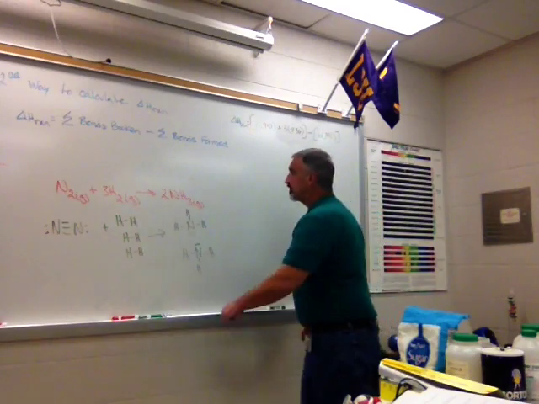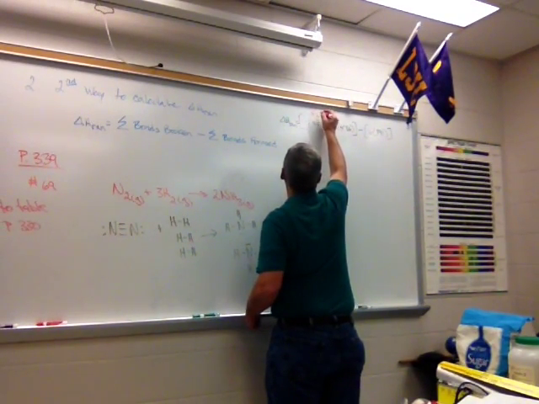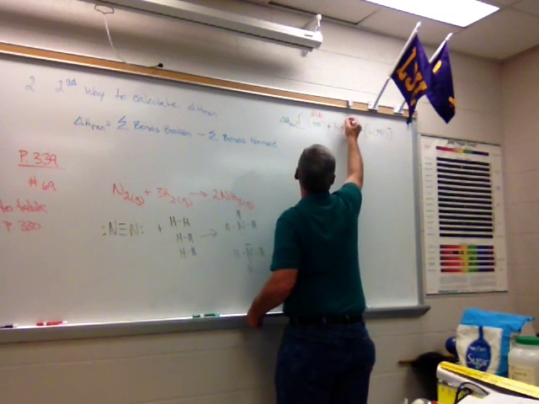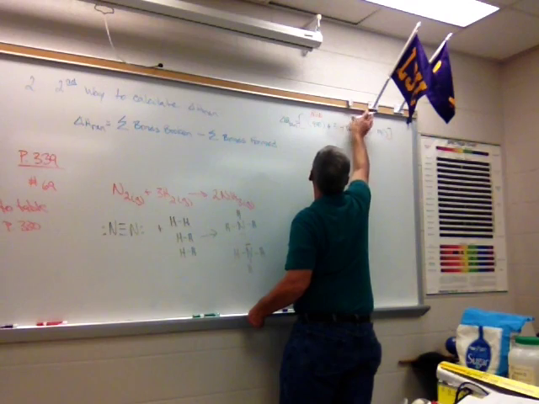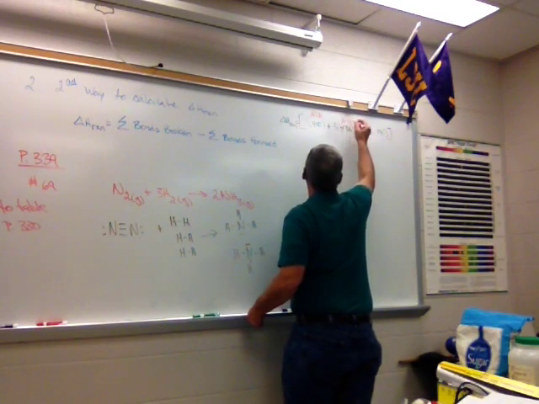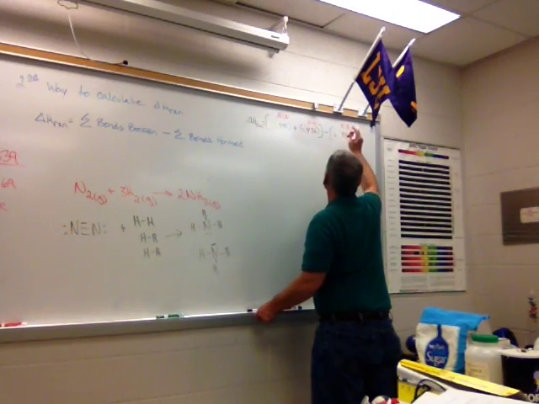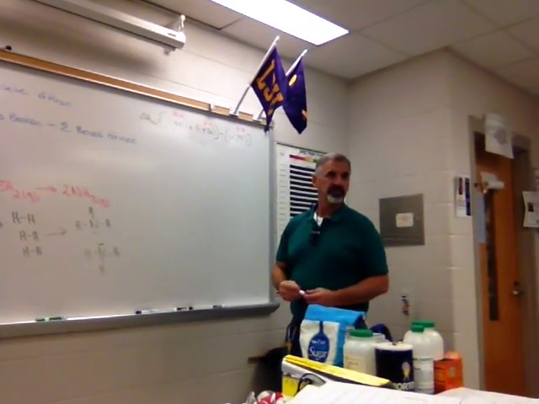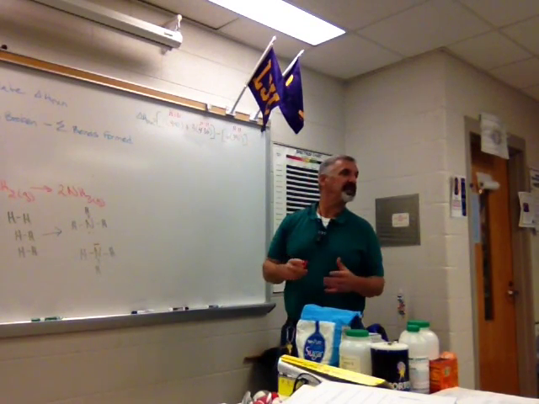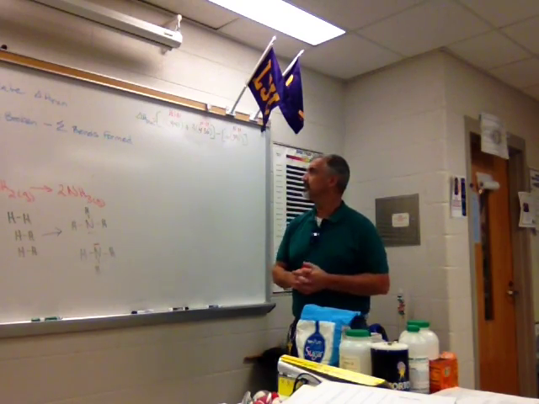Okay? So if you just want to make sure, again, this is your nitrogen to nitrogen triple bond. This is your hydrogen to hydrogen bond. And this is your nitrogen to hydrogen bond. So you really have to know the Lewis dot structure in order to be able to do these accurately. You have to know how many bonds you have of each type.